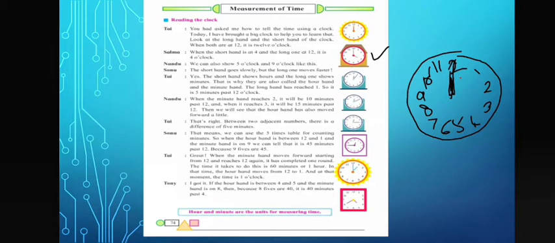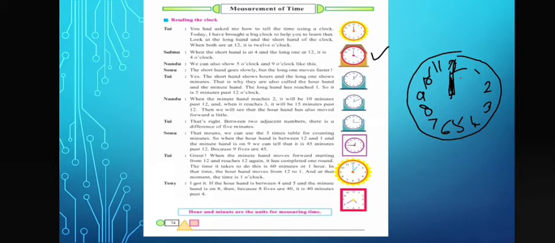In that time, the hour hand moves from 12 to 1, and at that moment, the time is 1 o'clock. Tony: I got it. If the hour hand is between 4 and 5 and the minute hand is on 8, then because 8 fives are 40, it is 40 minutes past 4. So whenever the long hand of the clock passes from 1 to 2, 2 to 3, 4 to 5, we have to tell the table of 5.